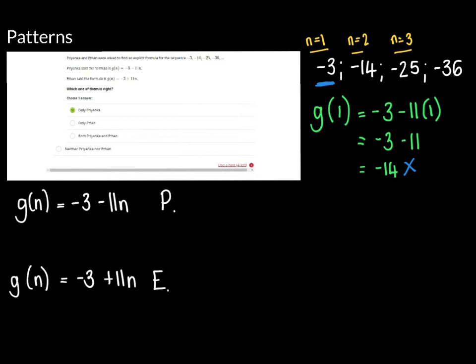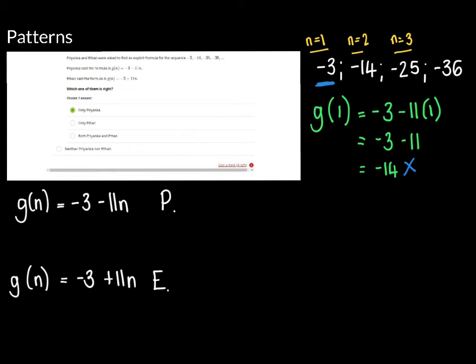Okay, so let's see if we can find the same type of pattern for Ethan's one. What I want you to do for me is just pause the video and see if you can figure out, even before I get there, whether Ethan's one is also going to give us the right answer. So take a pause. I'll give you a minute. Look into it. All right, let's get into it.